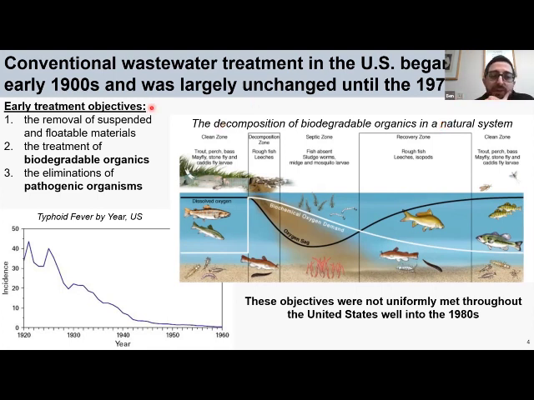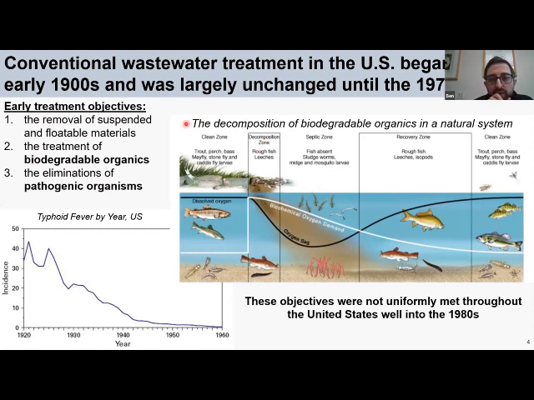So in the early 1900s, we started to create what we know today as wastewater treatment. And it was largely unchanged until the mid 1970s. The early objective was to remove suspended and floatable materials, and also the treatment of these biodegradable organics, so that organic matter that I said would smell really bad if we left it untreated. And also elimination of pathogens.